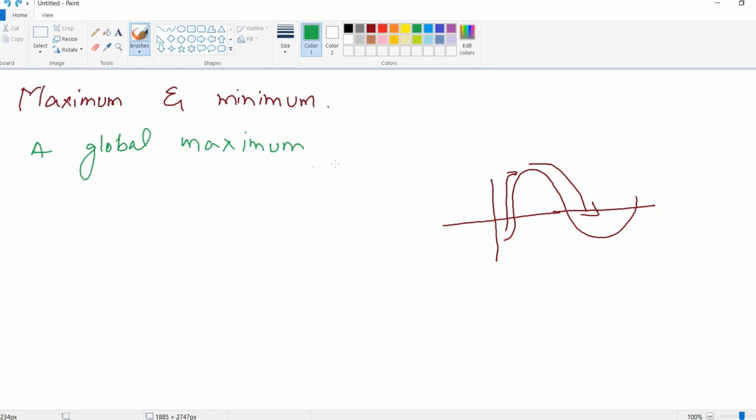A global maximum has the largest y value. Because the highest point will always be the maximum y point, which will be the global maximum. And similarly, a global minimum refers to the point with the smallest y.